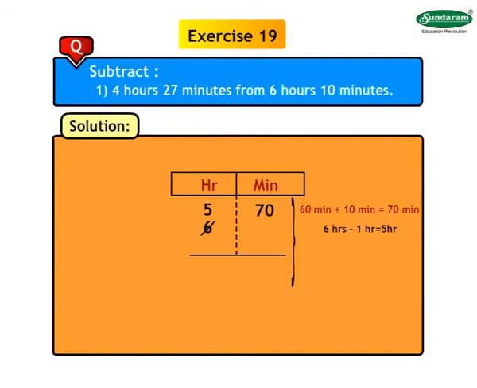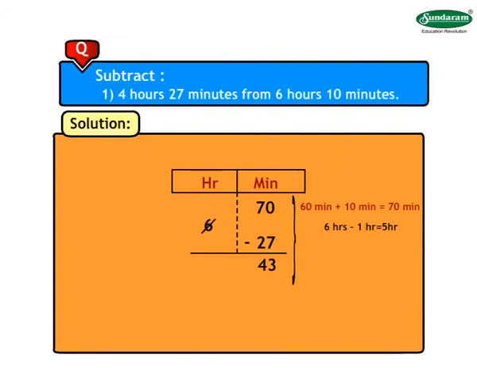Borrow 1 from tens into units. Therefore, 10 minus 7 is equal to 3. 6 minus 2 is equal to 4. Therefore, 70 minutes minus 27 minutes is equal to 43 minutes. In the hours column, we have 5 hours minus 4 hours is equal to 1 hour. Therefore, the answer is 6 hours 10 minutes minus 4 hours 27 minutes is equal to 1 hour 43 minutes.